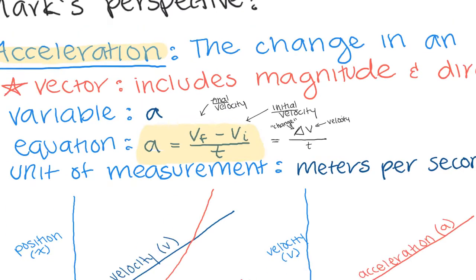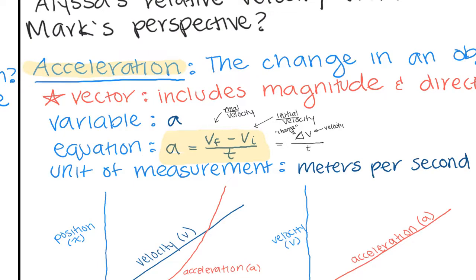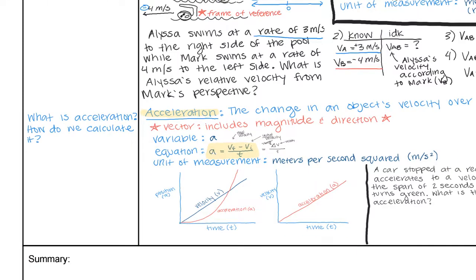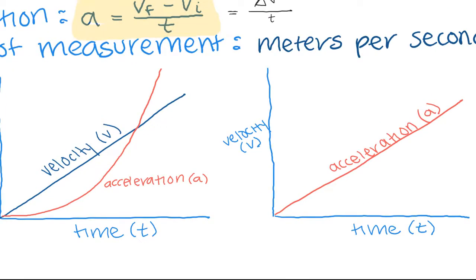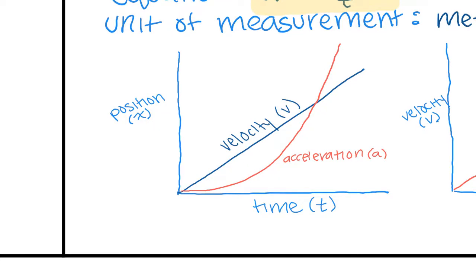So let's look at what that might look like on our position versus time graph versus our velocity versus time graph. Because yes, with acceleration, we can actually have a velocity versus time graph. We have learned that the slope of this line on a position versus time graph, with position on the y-axis and time on the x-axis, our slope of the line here, all right, our slope.